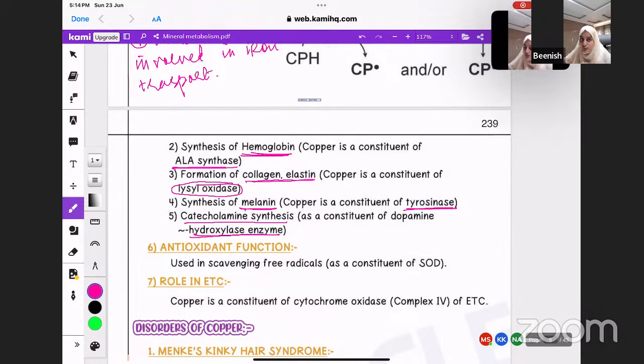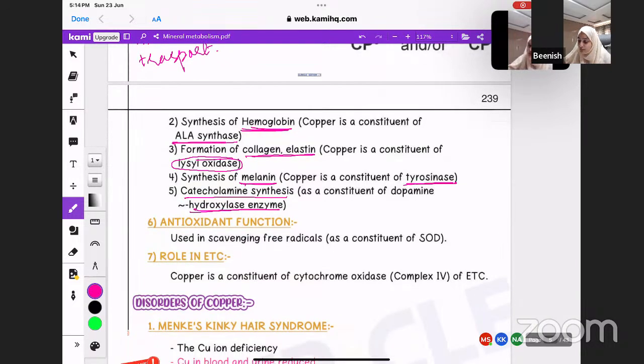Okay, so catecholamine synthesis is also going to be affected because of low levels of copper. And then another important function of copper is antioxidant function. How is it involved in antioxidant function? Because copper is also an important constituent of your superoxide dismutase, an enzyme which is involved in free radical scavenging.